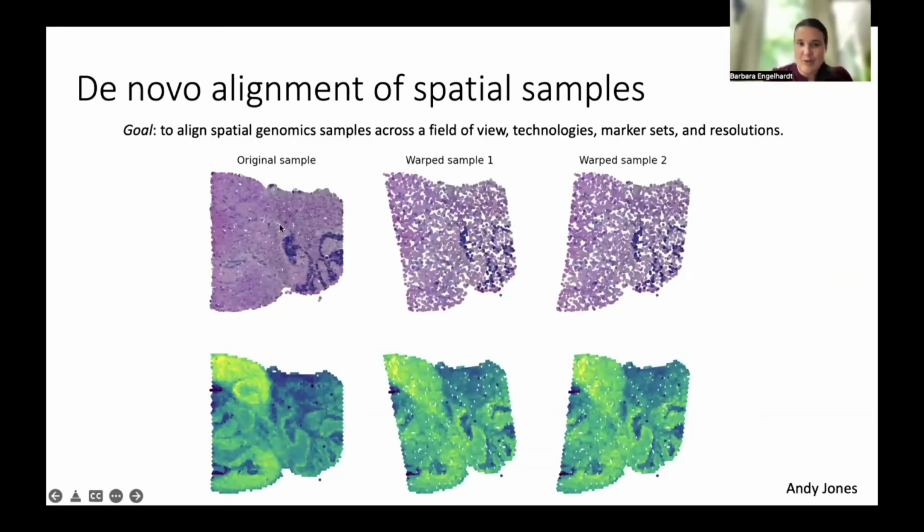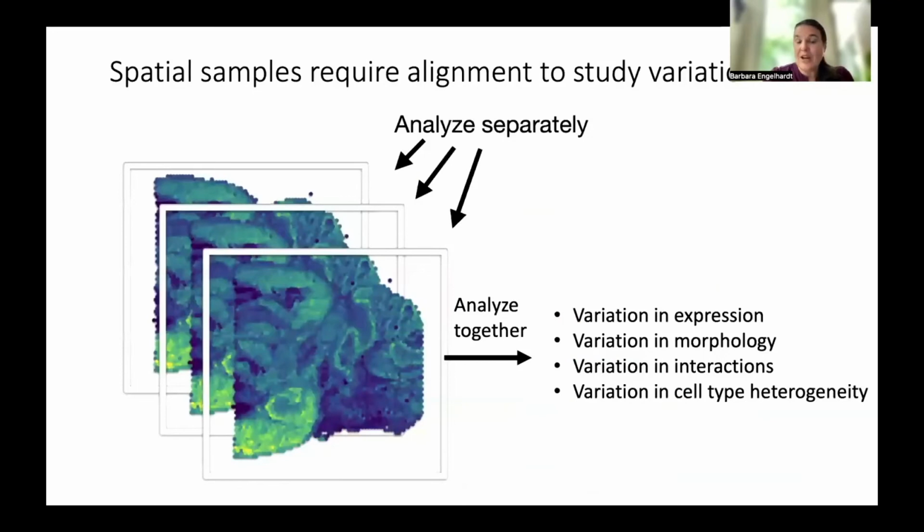So here's an original sample, as you saw before. This is mouse brain again. If you warp it, we would like to align all these samples to a common coordinate system. And we'd actually like to do this without knowledge of the common coordinate system beforehand. This is work by my amazing PhD student, Andy Jones.